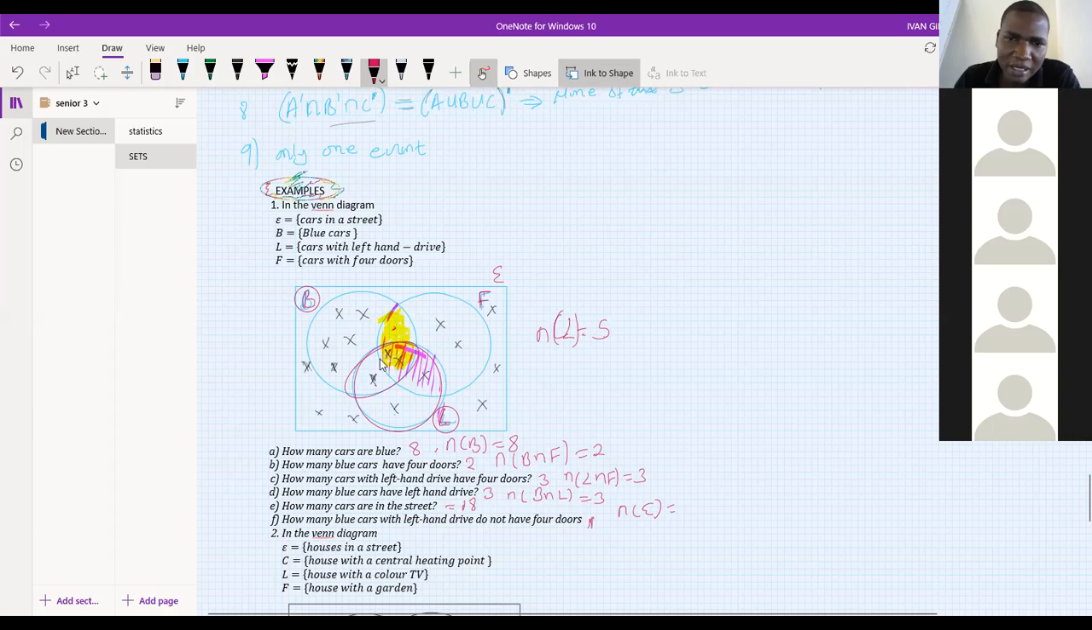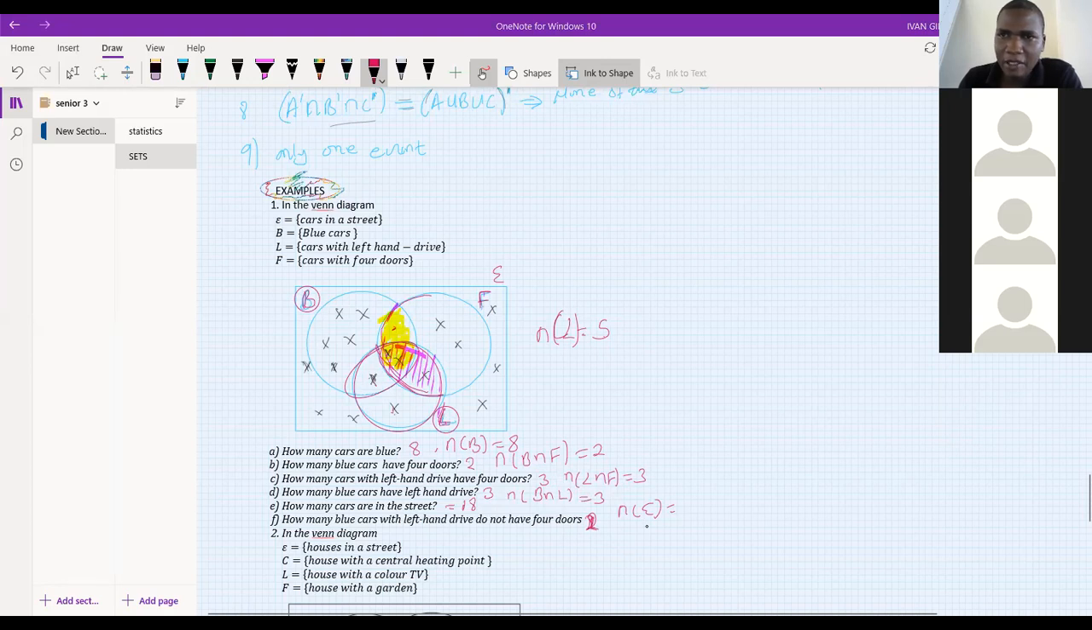You notice that all these ones here have 4 doors. These 3, but now these ones are the ones. You notice that this one and this one are not in touch with any of this set. They are outside this set. So the cars with left-hand drive that do not have 4 doors are this and that. There are 2. How can you write this in set notation? Yes, Ezra?